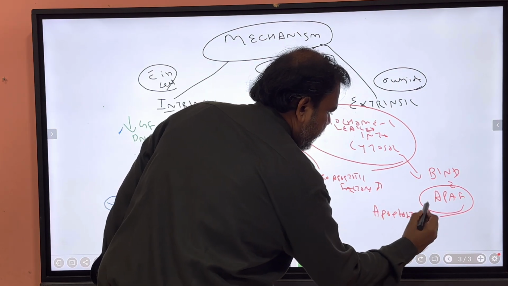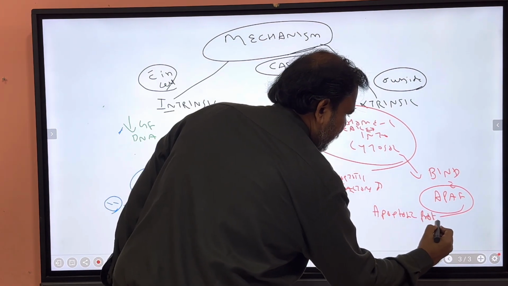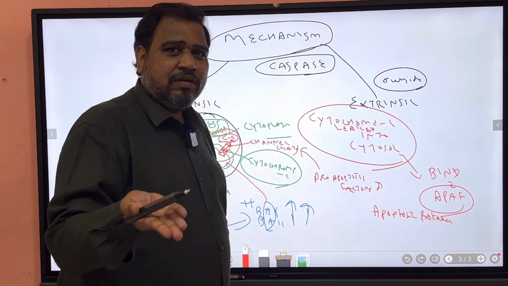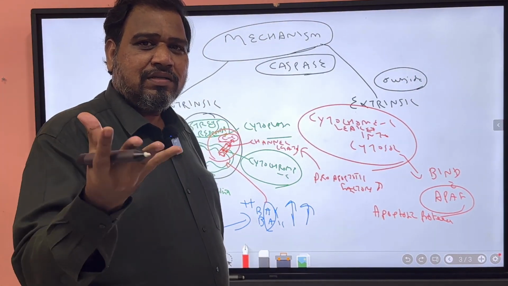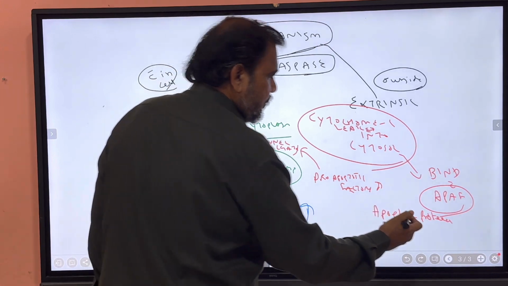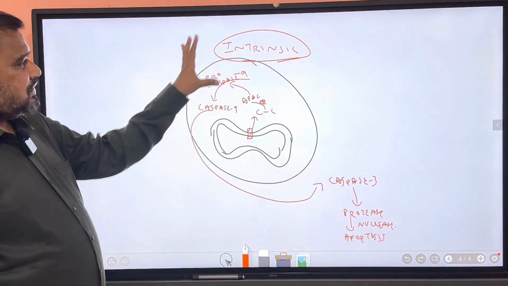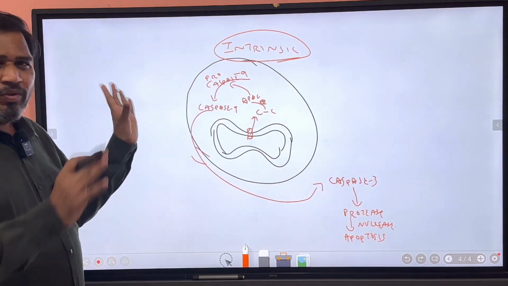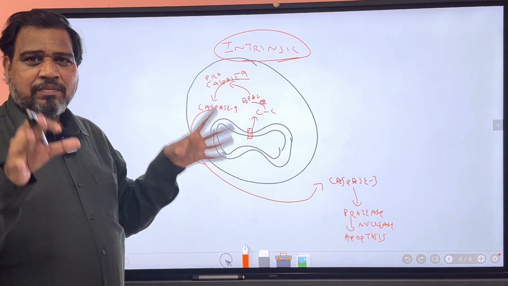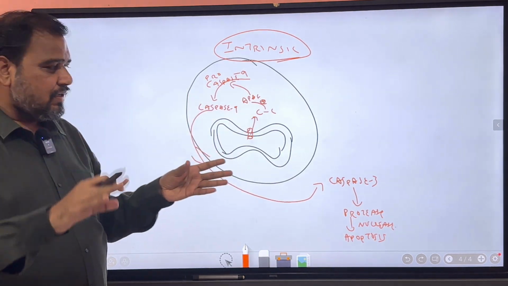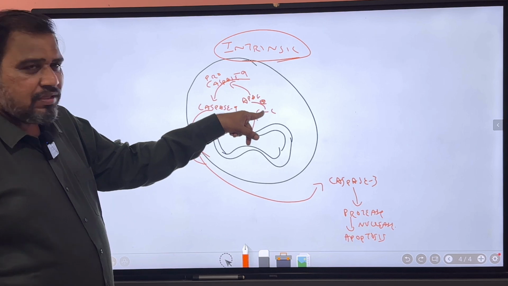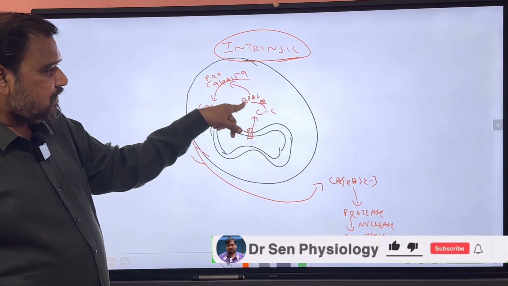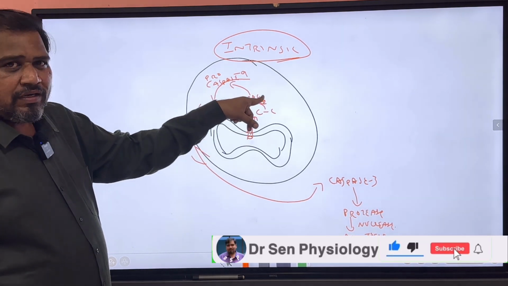Apoptotic, P for protease. We already discussed, protease is an enzyme which is going to digest the proteins. Obviously, you are going to kill the cell by suicide. So apoptotic protease activating factor. This is the intrinsic pathway. Already we explained when the intrinsic pathway for apoptosis takes place, the reason. So here the cytochrome C comes out into the cytoplasm.